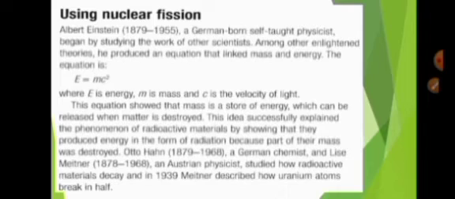Otto Hahn, a German chemist, and Lise Meitner, an Austrian physicist, studied how radioactive materials decay. In 1939, Meitner described how uranium atoms break in half.